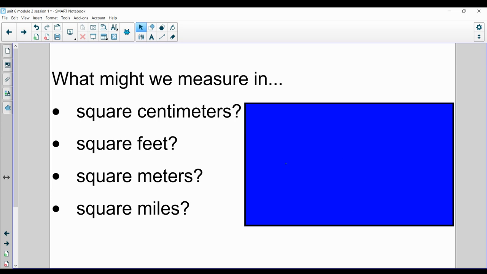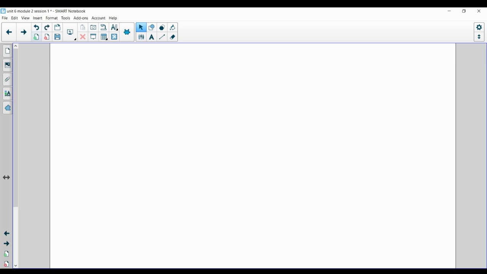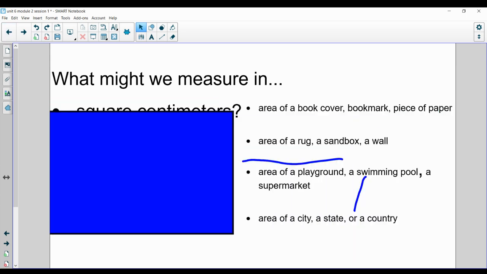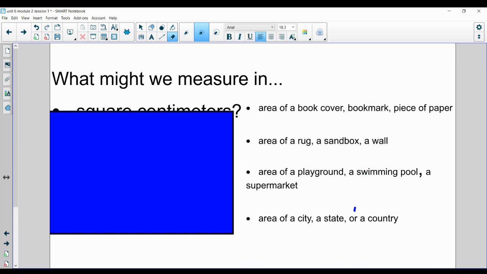All right, now I have it back here. Some of the things that we might have here would be the area of a book cover, bookmark, or piece of paper. Those are things that we might measure in square centimeters. Once again, a centimeter is a relatively small unit of measurement, and so that's why we would be able to measure that in square centimeters.